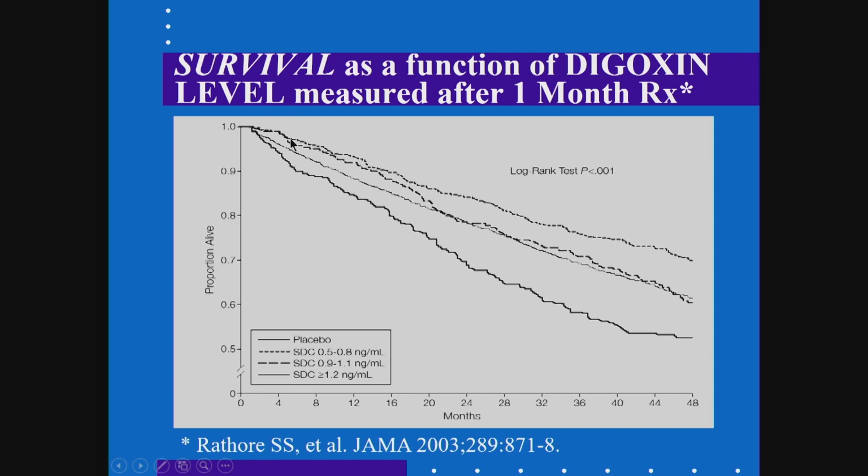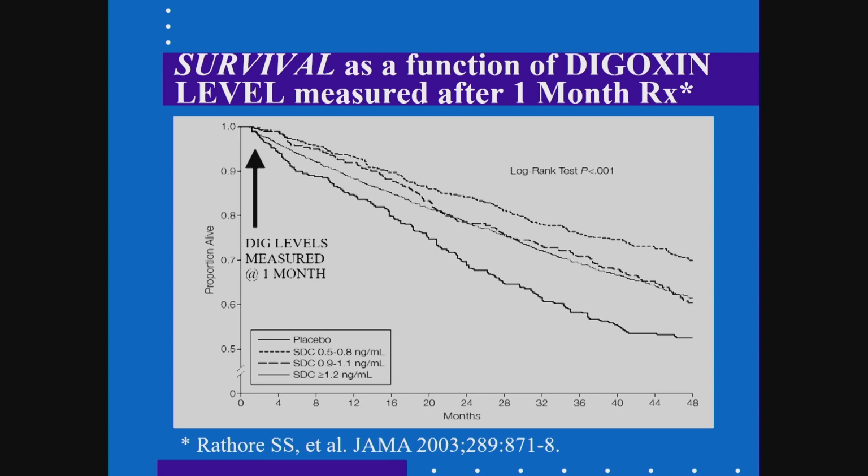Now, there was a placebo group here that you see with the continuous line. These patients were receiving treatment for congestive heart failure, but were not receiving digoxin as part of their regimen. And then patients that were receiving digoxin, but now stratified based on their digoxin levels. Low levels of 0.5 to 0.8, intermediate levels of 0.9 to 1.1, and high levels greater than 1.2 nanograms per ml.